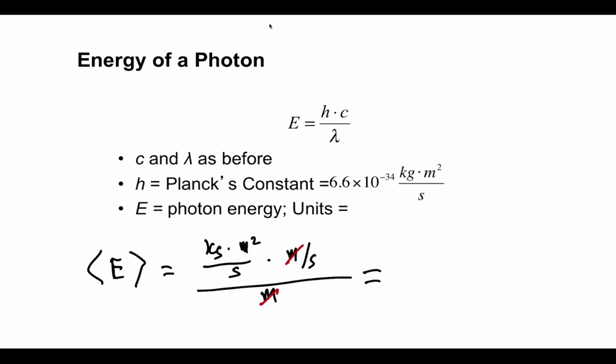We've got a kilogram on top. We've got a meter squared on top, and we've got two seconds on the bottom. So that gives us a second squared on the bottom. So the unit of energy is kilogram times meter squared per second squared.